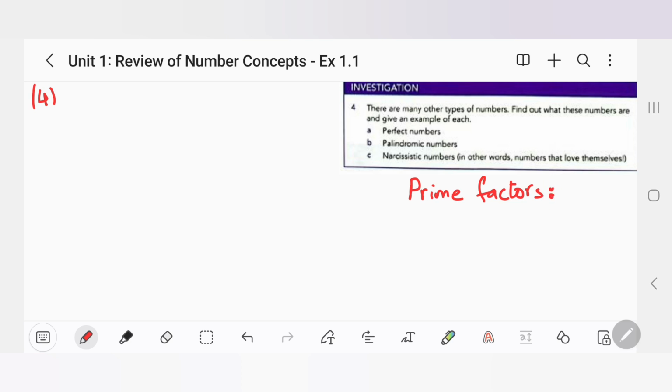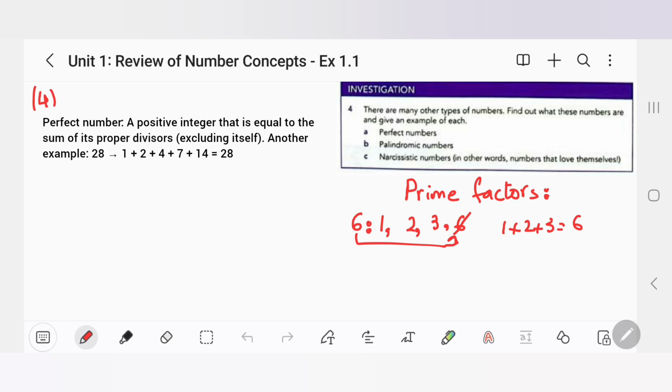How? For example, what are the prime factors of 6? The factors of 6: it comes in the table of 1, it comes in the table of 2, it comes in the table of 3, it comes in the table of 6 itself, right? So 1, 2, 3 and 6 are the factors of 6. So excluding this 6, because 6 is the number itself, if you add these three numbers, 1 plus 2 plus 3, you will get 6, which is called the perfect number. The answer for 4A is 1 plus 2 plus 3, which equals 6.